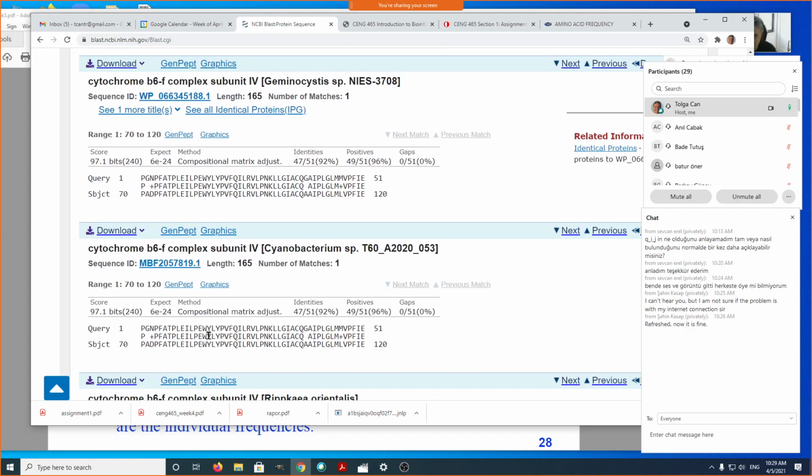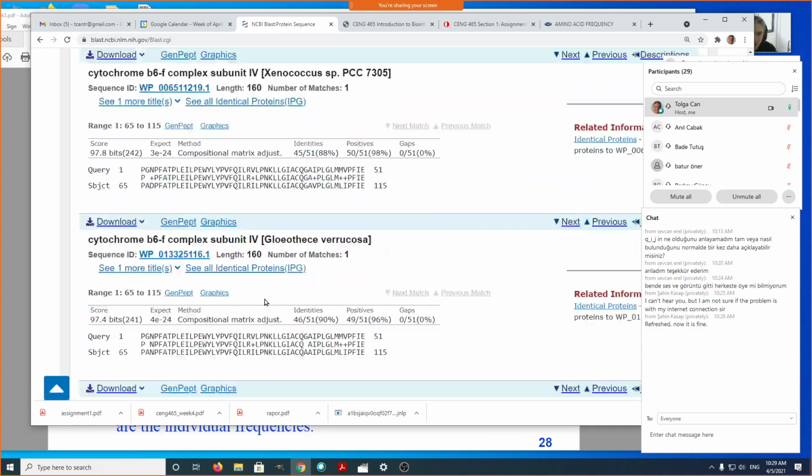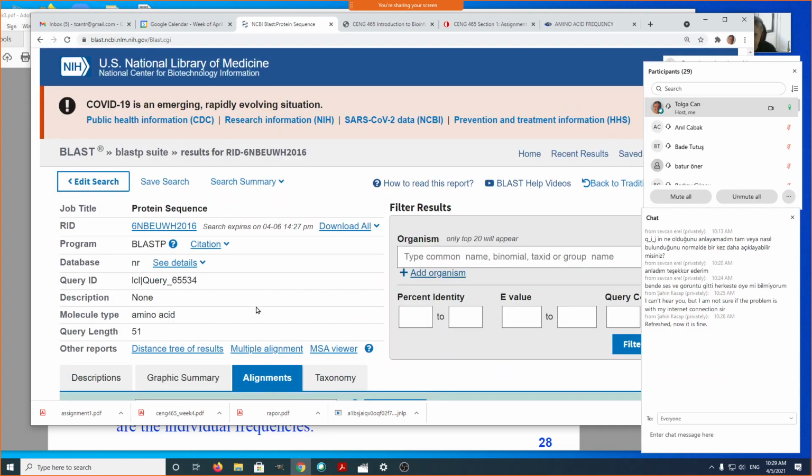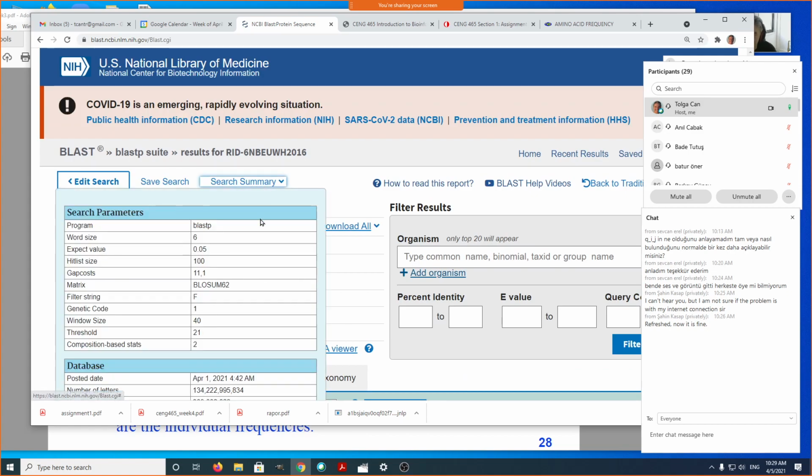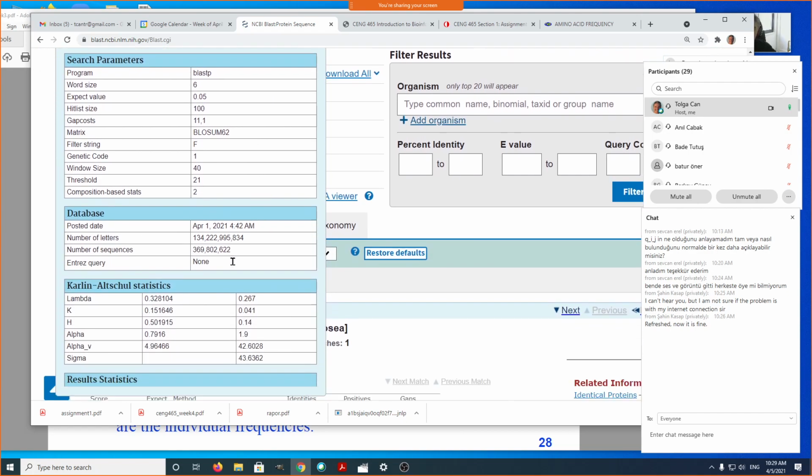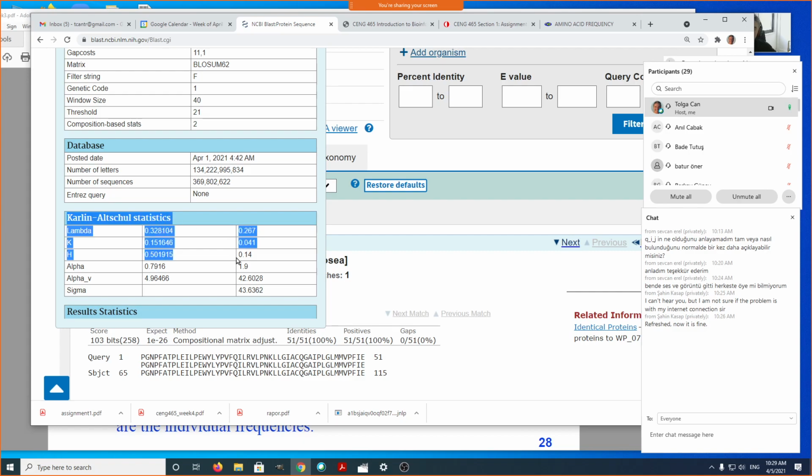And BLAST also shows the expected value, and the bit score is shown here. I wanted to show you the parameters BLAST used, the lambda, for example. It's here. In the search summary, we have the search parameters and the Karlin-Altschul statistics, a table at the end, which is the subject that we discuss on our slides. If you look at this lambda, you can see the value of the lambda and the value of K that they use in their statistics.